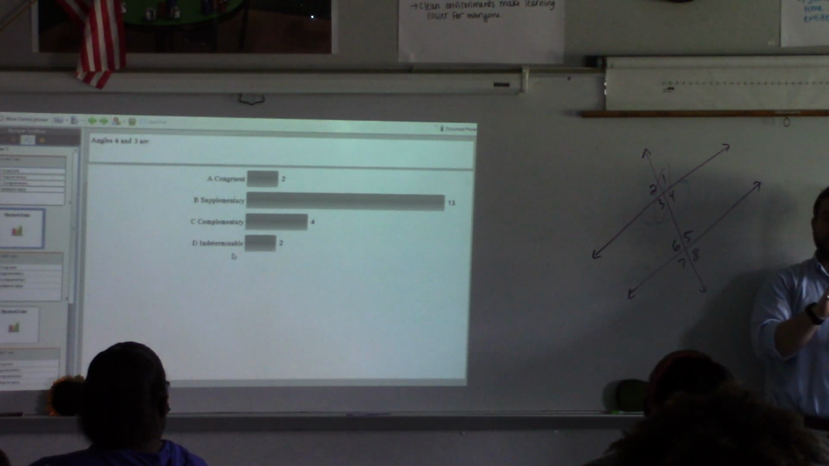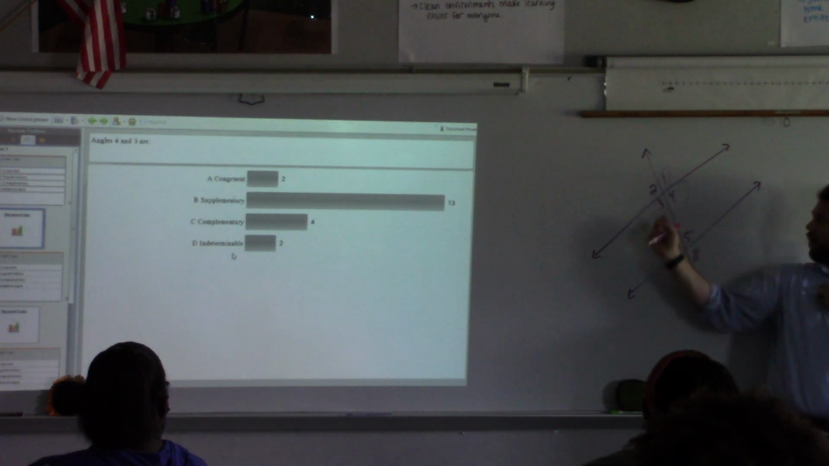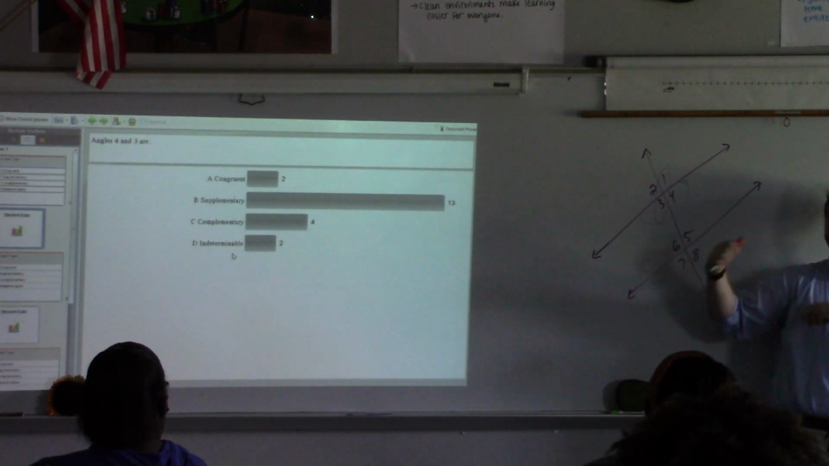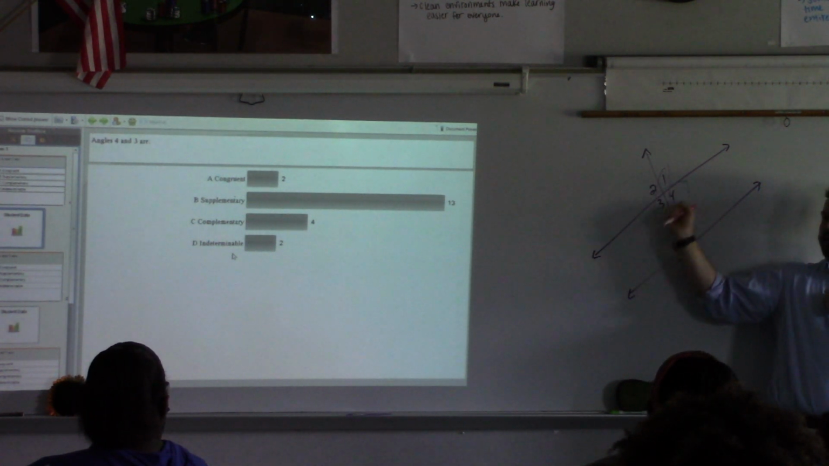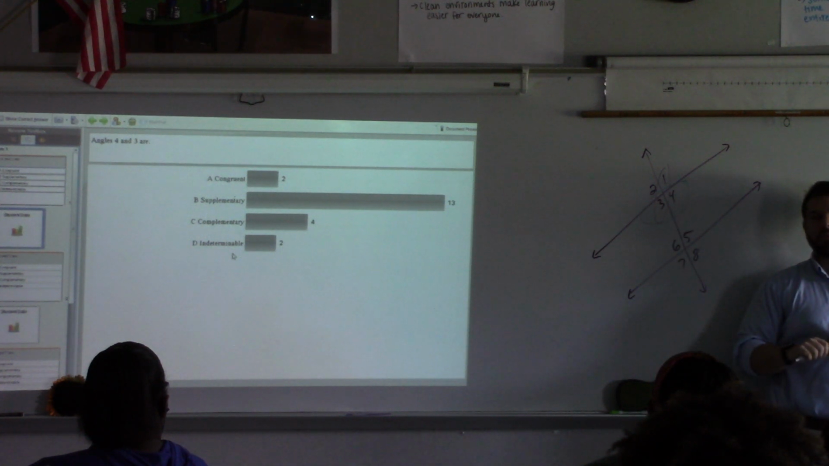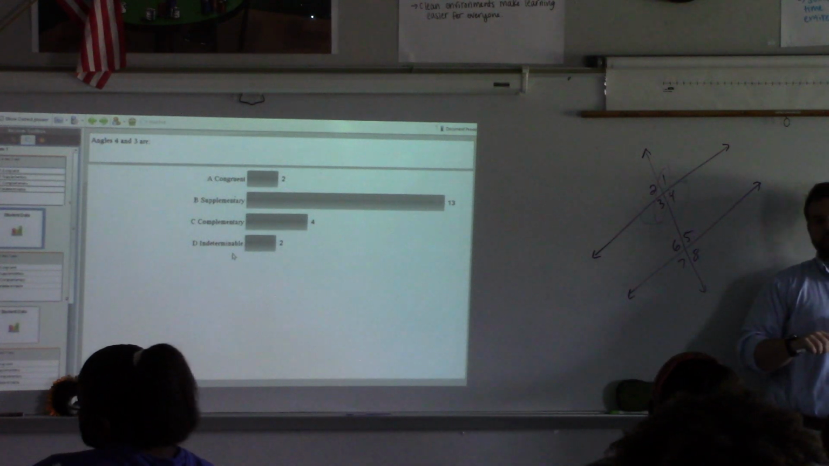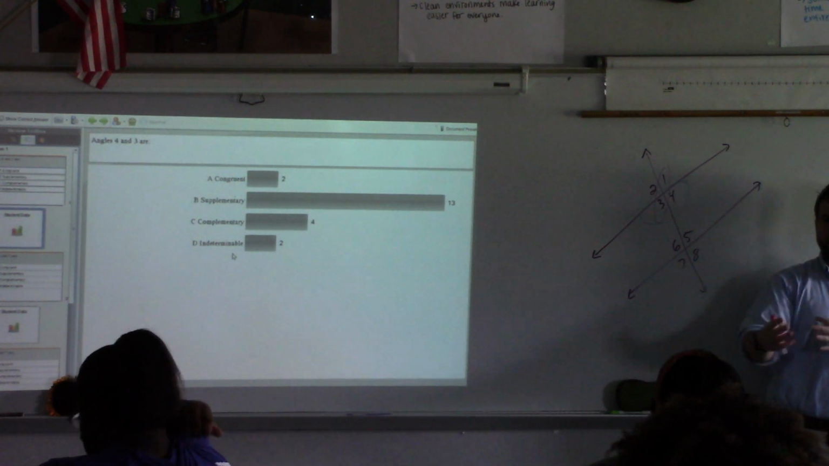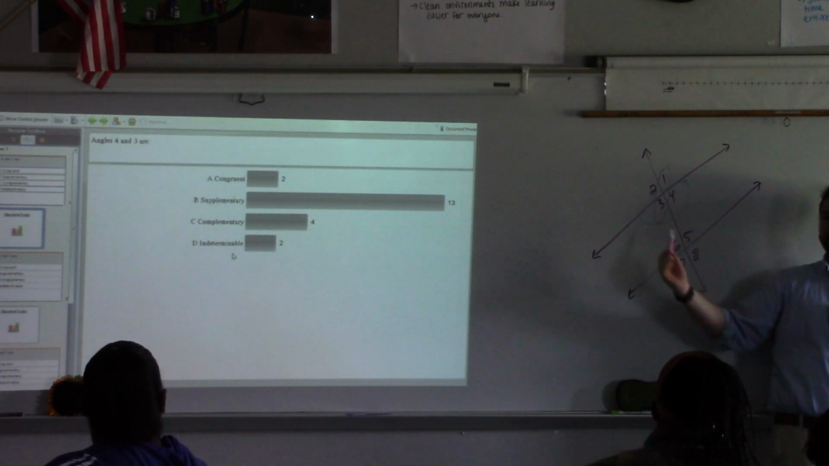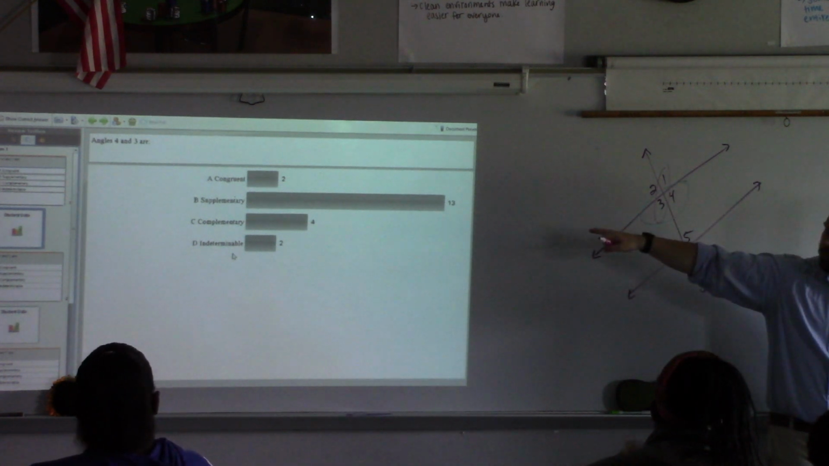Okay, so we need to be careful with our language. Across from each other means those vertical angles. What is the term for beside each other when it comes to angles? They are adjacent angles. They create a line, so they are in fact supplementary.